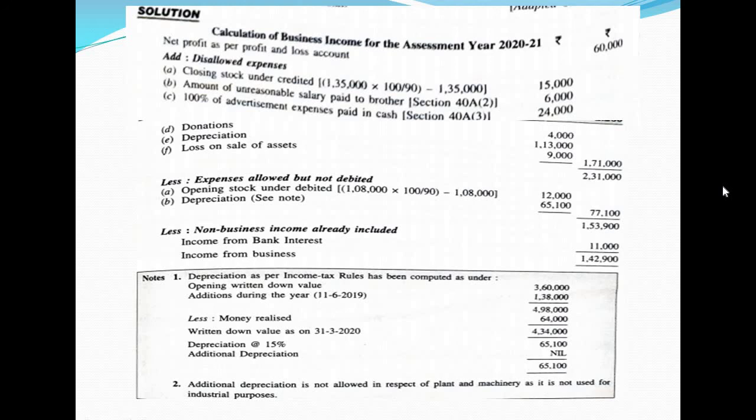You'll get 65,100. In this case, additional depreciation is not provided for this particular asset because it is not being used for industrial purposes. So depreciation calculated under the Act is 65,100. After subtracting, you'll get 1,53,900. Then you deduct the income not taxable under this head. We have the income from bank interest, that is 11,000. After deducting that, we get the income from business, that is 1,42,900.